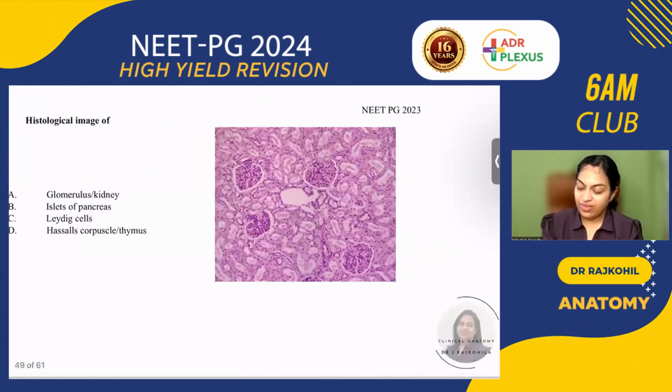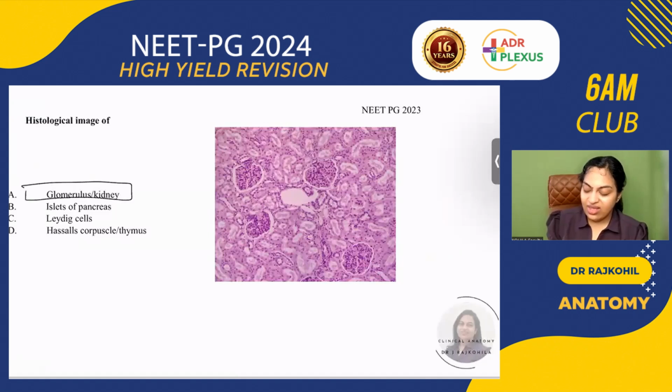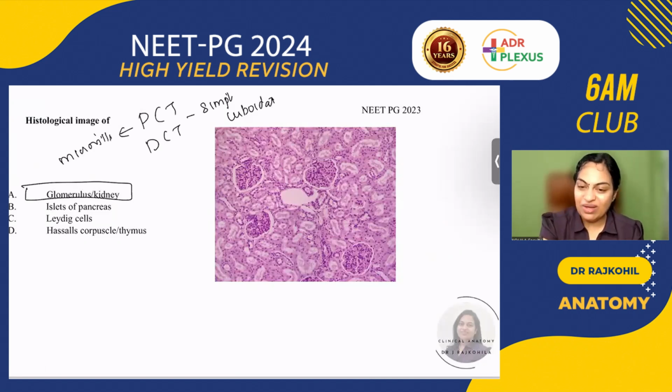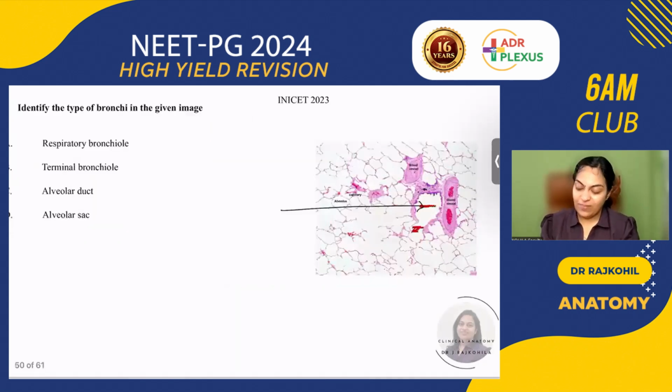This one, easy. Histological image of kidney. Just remember PCT and DCT. It's going to be simple cuboidal epithelium. The only difference is that PCT has the microvilli. Remember microvilli.